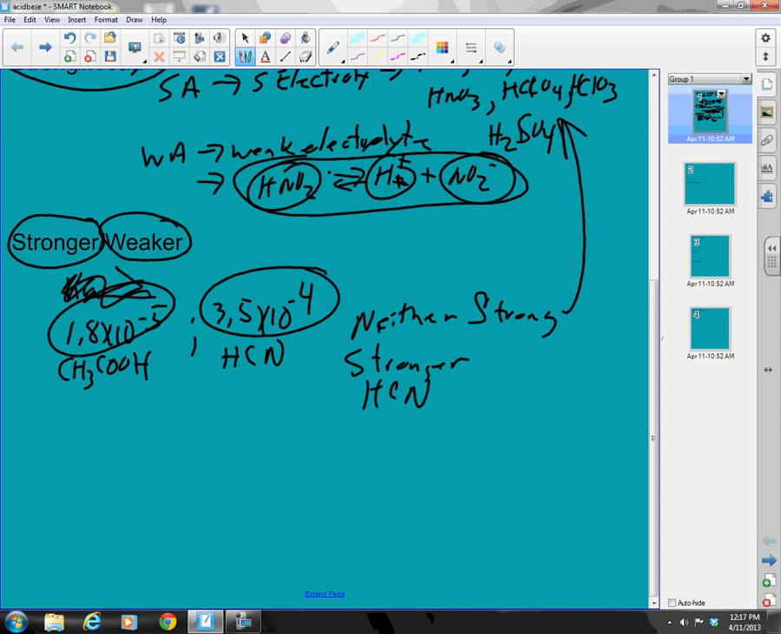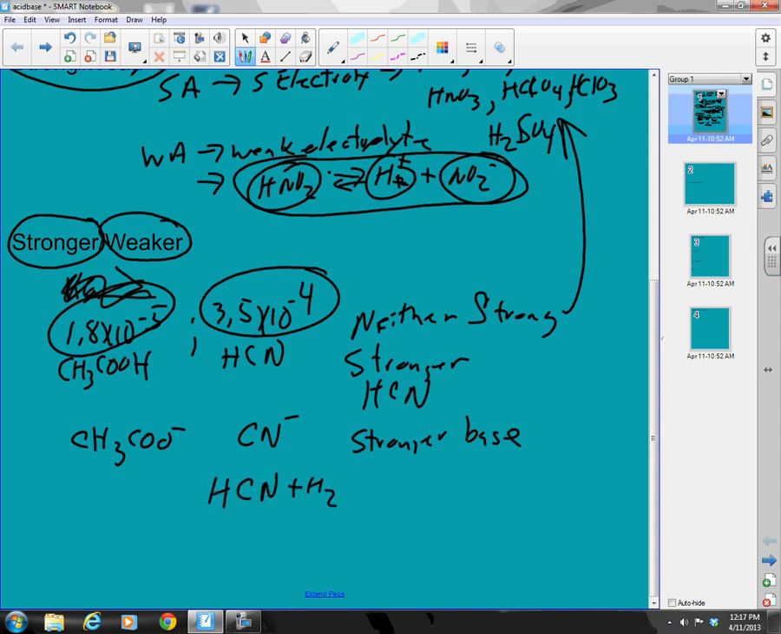Now, we could also ask ourselves, which of these, CH3COO minus and CN minus, is the stronger base? Well, the stronger the acid, the weaker the conjugate. Now, what do I mean, the weaker the conjugate, right?